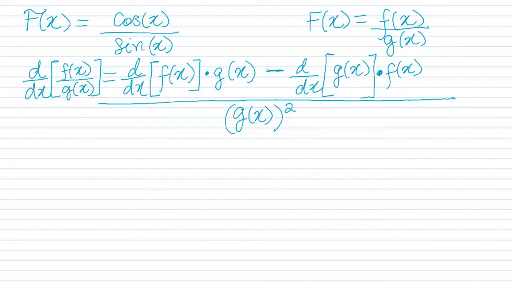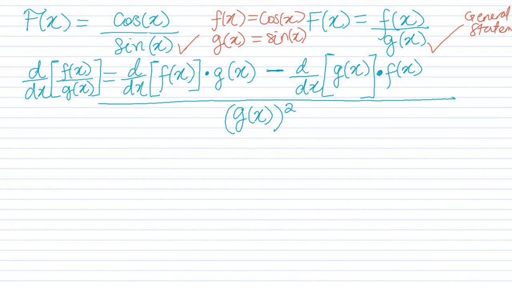So when we compare this question here with this information here, which is basically the general statement, we can therefore say that f of x in our question equals cosine x, okay? And then g of x in our question equals sine x. And yeah, that's the first part of the information. Now we have to apply the quotient rule in order for us to differentiate this question.